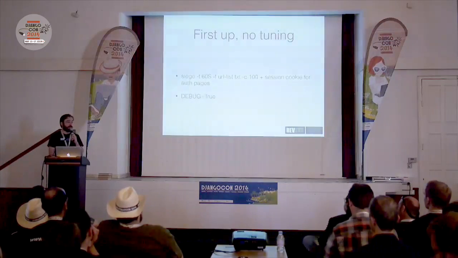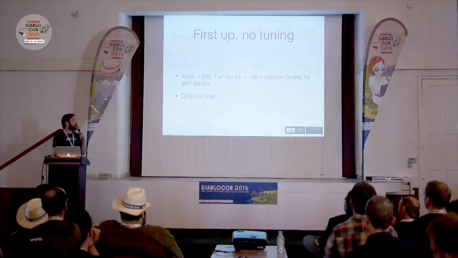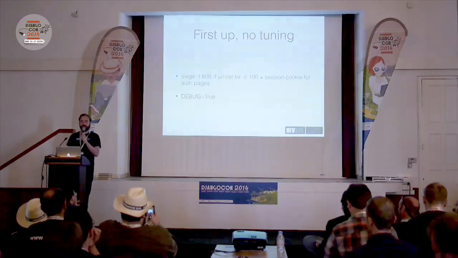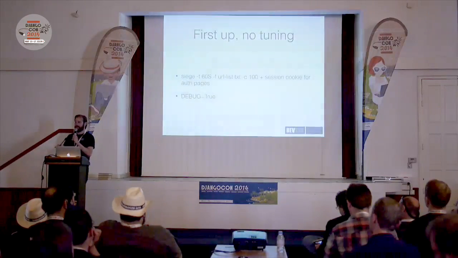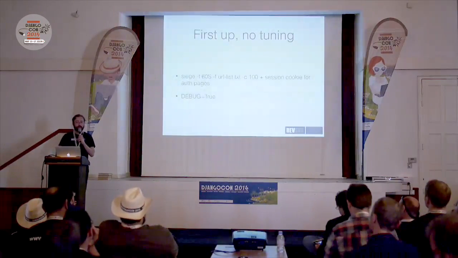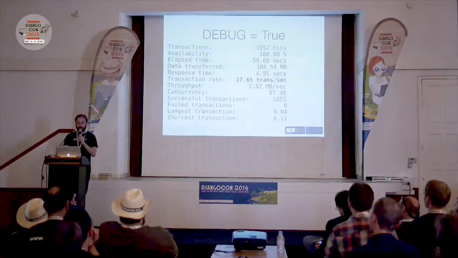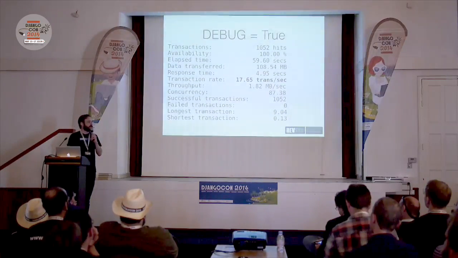So this is a 2-processor VirtualBox running on my laptop, and I pushed it up to a concurrency of 100 and beat on it just to see exactly what kind of performance. So we need a baseline. We need some really bad performance to show how to get to the better performance. So I tested it with debug equals true. That gives you a whopping 17 transactions a second.